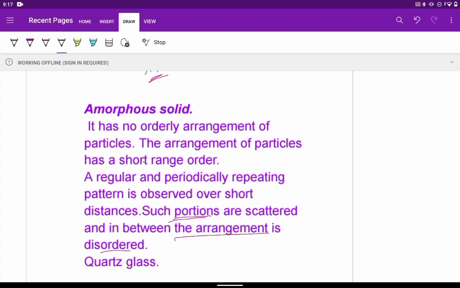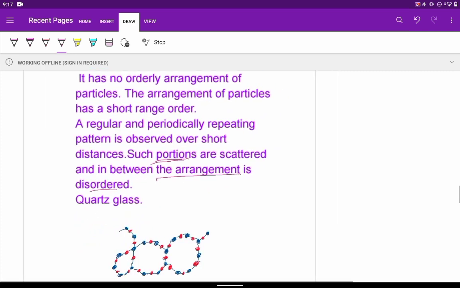In every other place, either the students are standing here and there or they are sitting in some other direction. Means there is perfect disorderliness. Then it is amorphous solid. Example will be quartz glass.